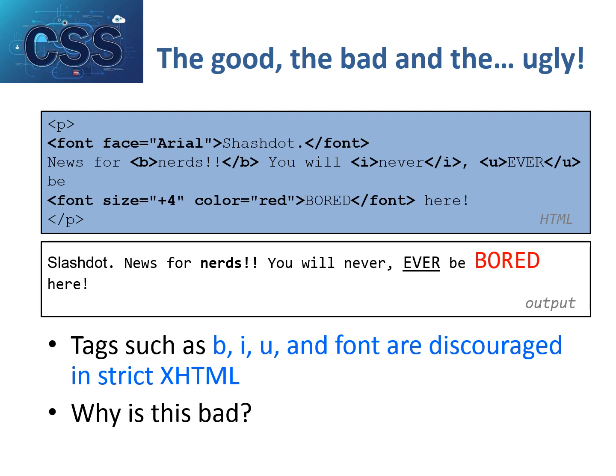We can see the example: P font face Arial, then a bold tag is used, then the I tag is used, the U tag is used, then everything is used, and this type of usage is discouraged, or should not be encouraged, in XHTML. Then comes the CSS.